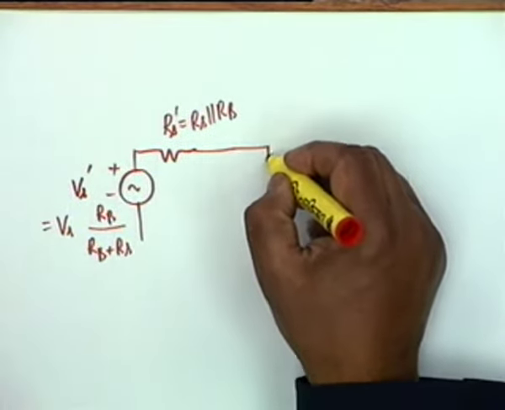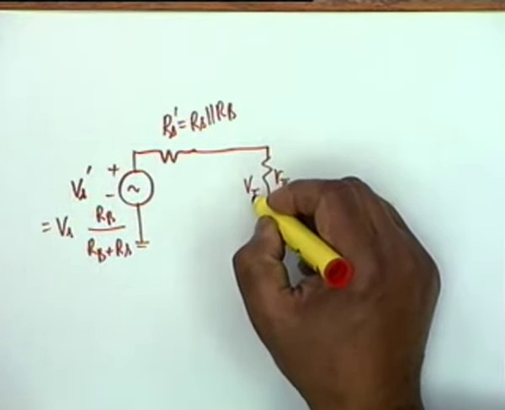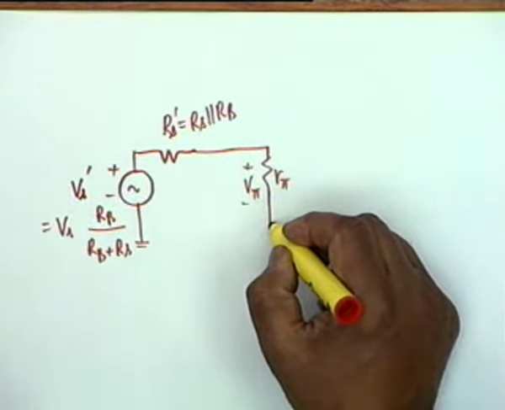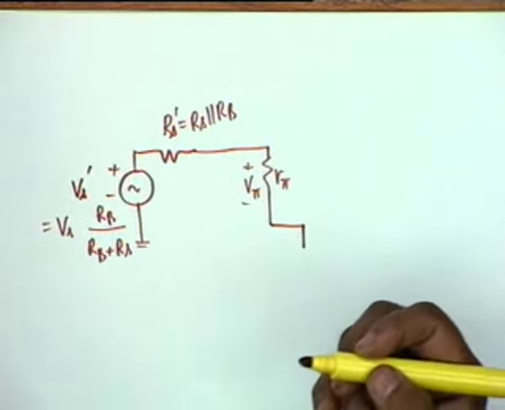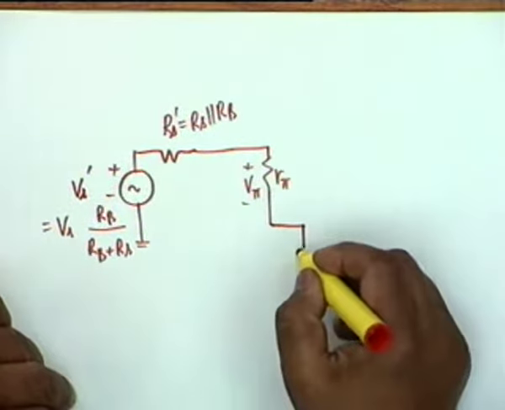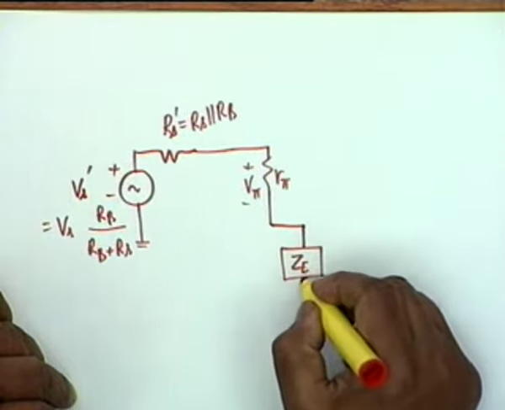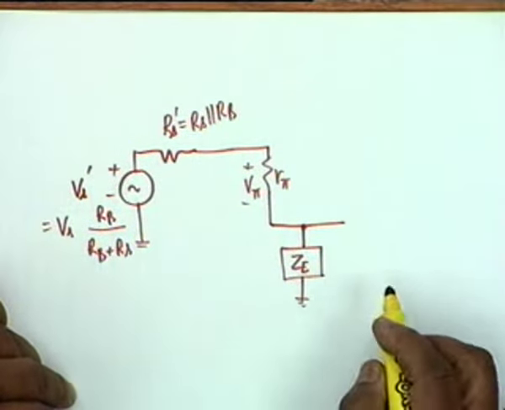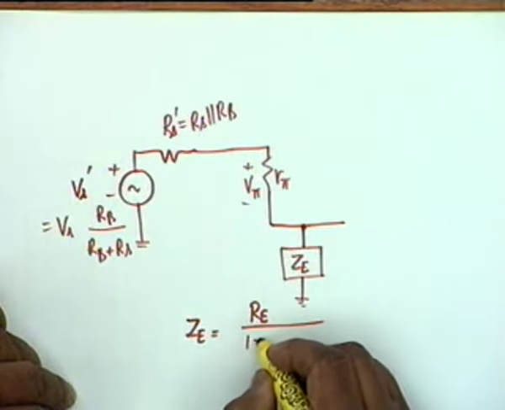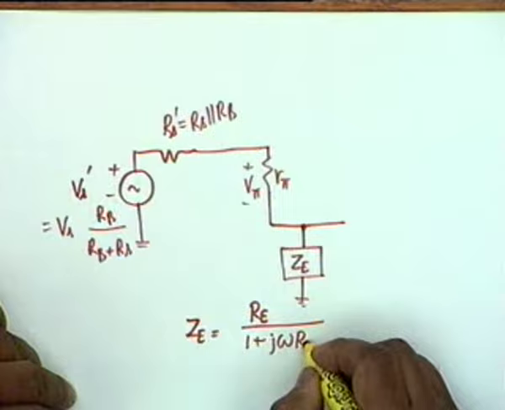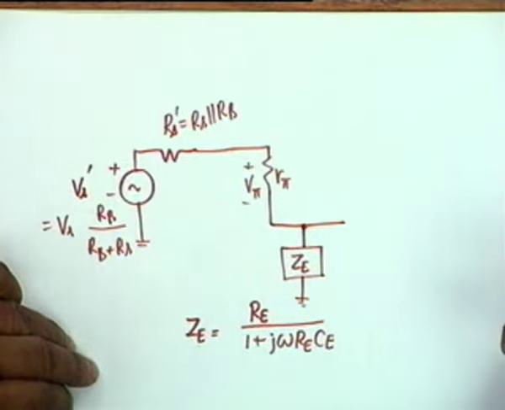Then we have an R pi, the voltage across which is V pi, and instead of writing two elements Re and Ce, let us write their equivalent impedance. I call this Ze. What is Ze? Ze is, if you recall, Re divided by 1 plus j omega Re Ce. Alright. So we are writing the impedance because we will require this.